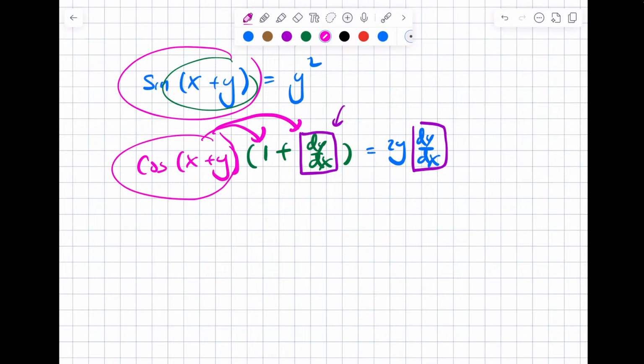Yes, Miranda. Are we not doing product rule? We don't do product rule. We did chain rule, because it's not sine times x plus y, it's sine of x plus y. So there is no product rule, and that's why people get confused a lot. They don't understand "of."